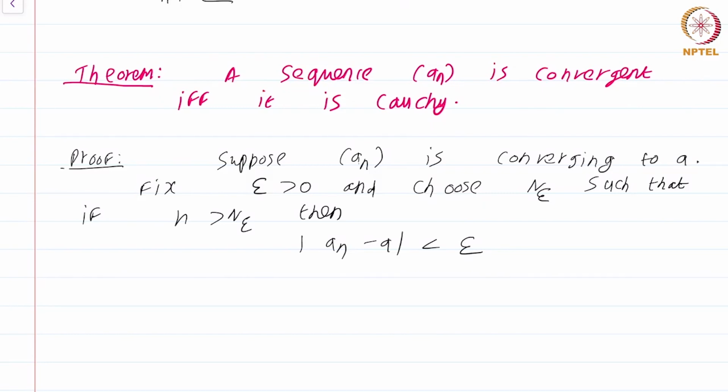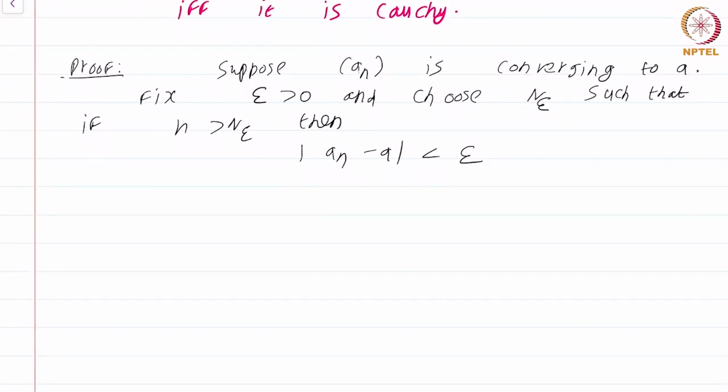Converging to a. So all we have done is choose the element N epsilon such that if n is greater than N epsilon, |a_n - a| is less than epsilon. Now, why waste our efforts in thinking? Let's just see what will happen if I choose n, m both greater than N epsilon and then consider their absolute difference, |a_n - a_m|. Now I need to compare a_n and a_m.